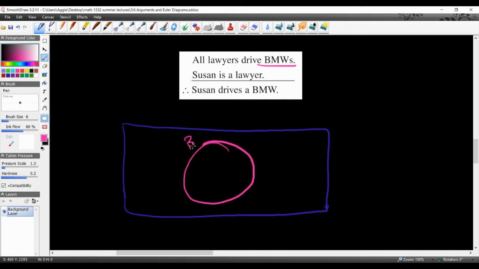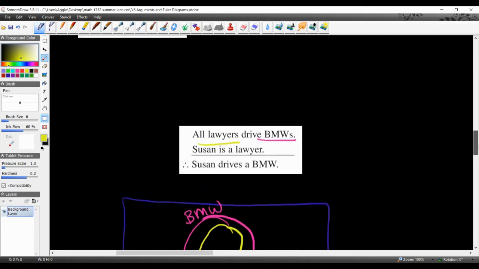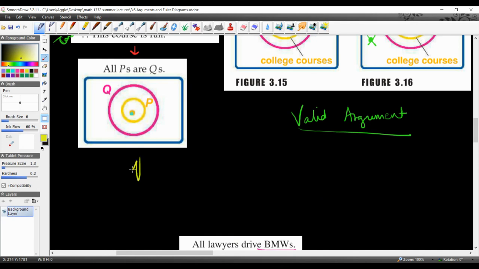So there is my BMW circle, okay? And it tells us that all the lawyers drive BMWs. So that means that my lawyers are in here somewhere. Okay, I'm going to do a line there. Those are the lawyers. And if you're not sure where to start, that's what these diagrams are for.